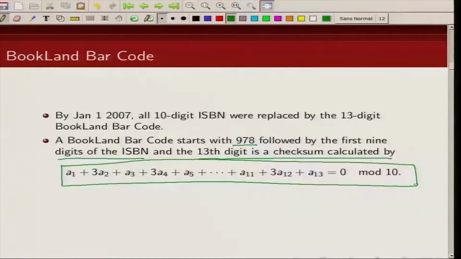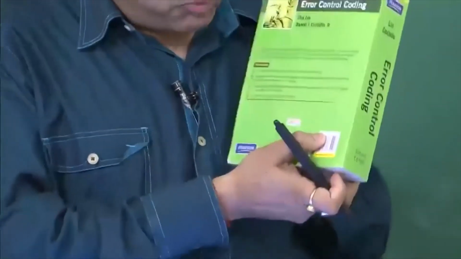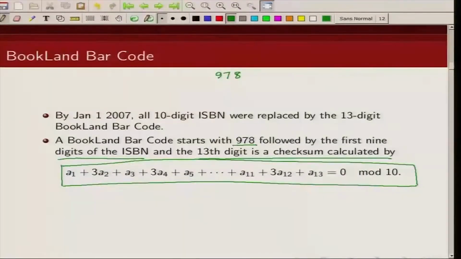Now let us look at an example. Let's consider our book, Error Control Coding by Lin and Costello, and what is its Bookland barcode number? That's given by 97881 317 34407. So this is the 13-digit number, the 13-digit Bookland barcode number of this textbook that we are using.